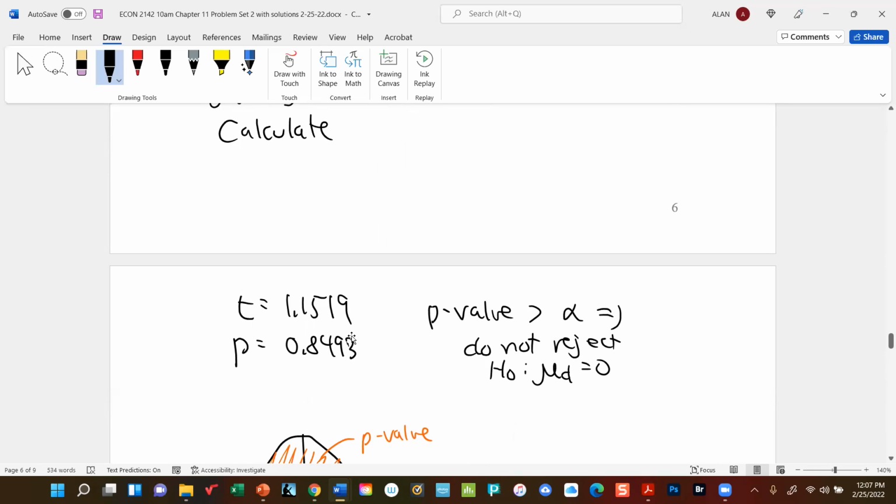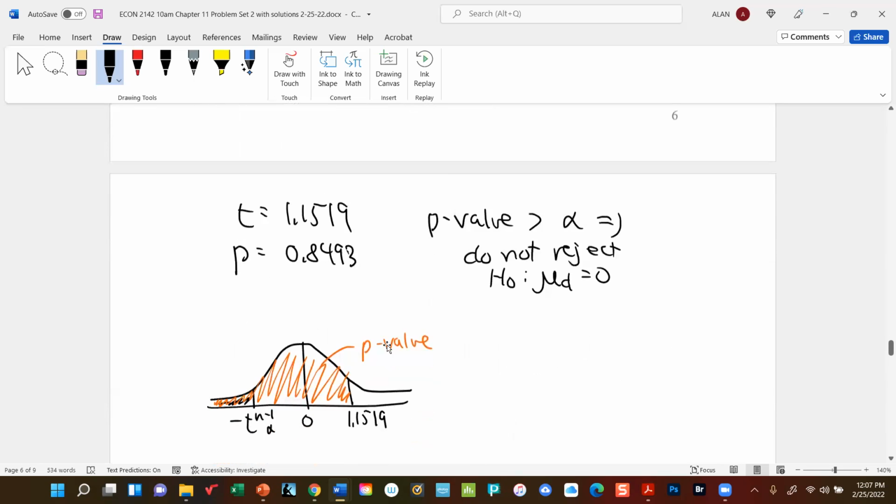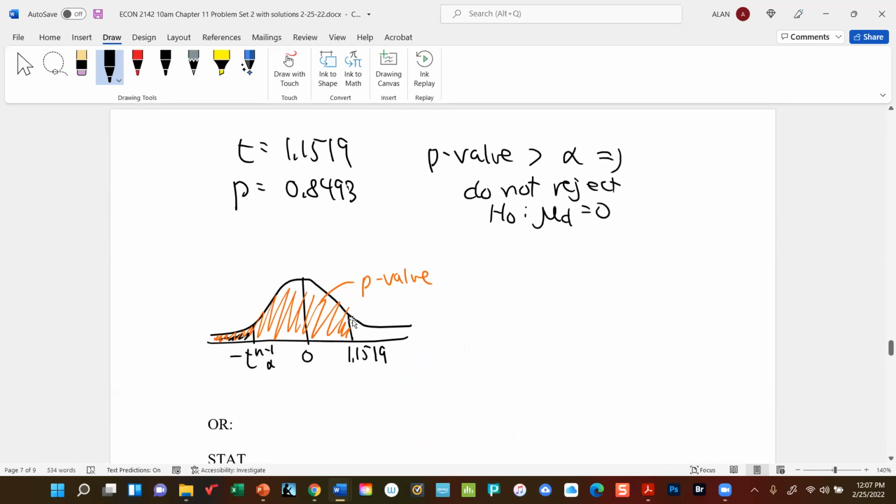Look at that p-value. Oh my God. It's enormous. And this is why. Look at that. Wow. It's almost the entire distribution. That's why it's so massive. And remember, the p-value can only go up to 1. So again, our decision is that since the p-value is above alpha, we do not reject the null. And that tells us that we don't have enough evidence to suggest that the advertising is working.